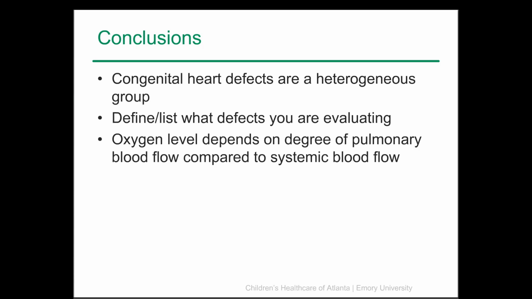And when you're looking at these, if you're someone who's classifying these, just define and list what defects you're evaluating. What do you see? People can try to put it all together. And especially in this era of screening, what kids are we going to pick up? What are we not? Well, that all depends on the oxygen level. And we're only checking the oxygen level usually in the right arm and one of the feet, so two parts coming off the aorta. So we're just checking aortic oxygen level. And that oxygen level is going to depend on the degree of pulmonary blood flow compared to the amount of systemic blood flow. And the long-term goal in all of these kids is to get the appropriate balance of that.